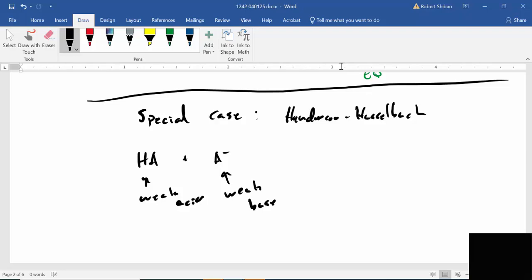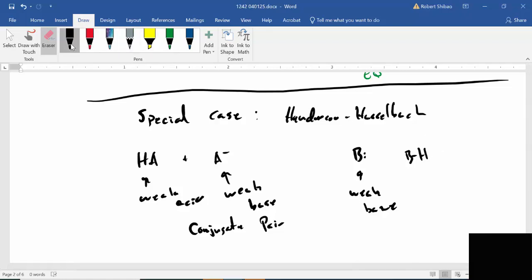But the situation with the weak acid and the weak base is that they are conjugate pairs. Or we'll have a weak base B and its conjugate. Actually, the plus should go on the B, because now it's using the lone pair that it originally had as a bonding pair. And so this is the weak acid. They're conjugates.